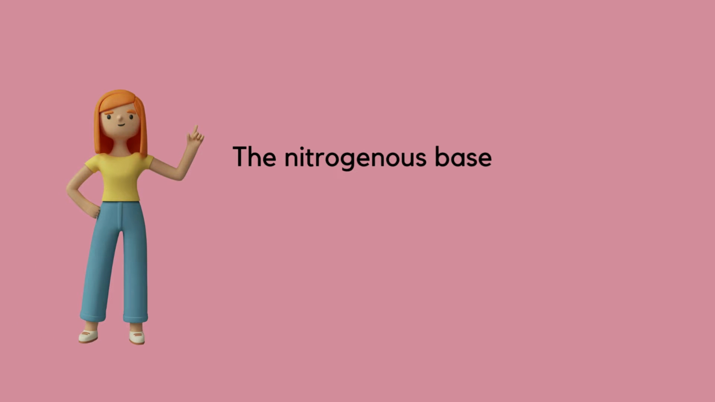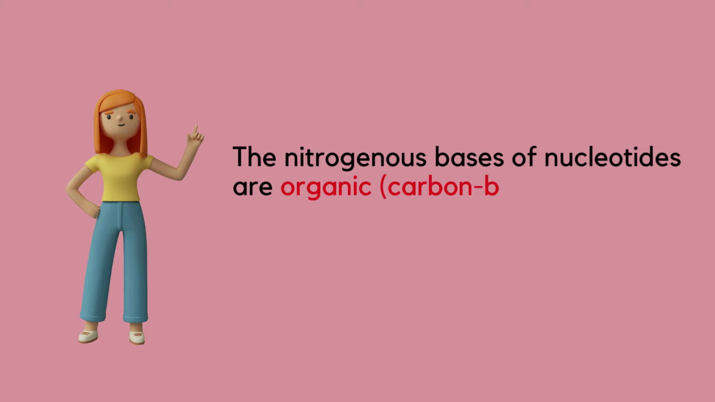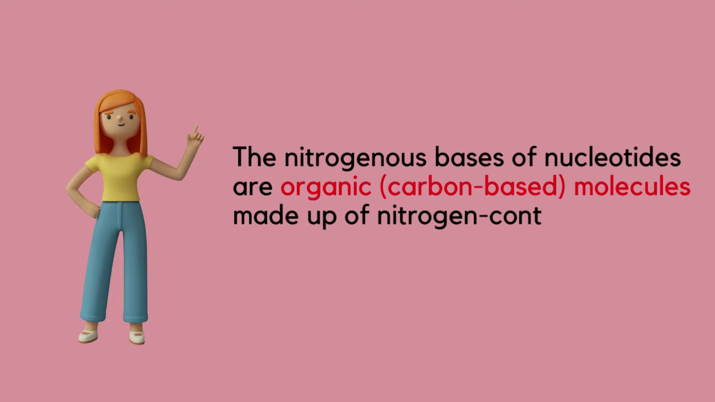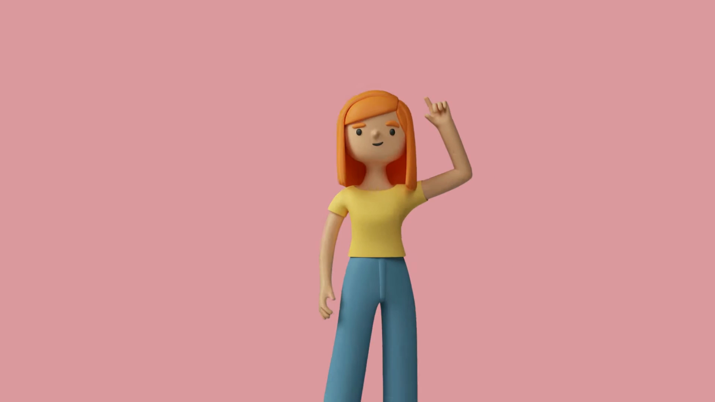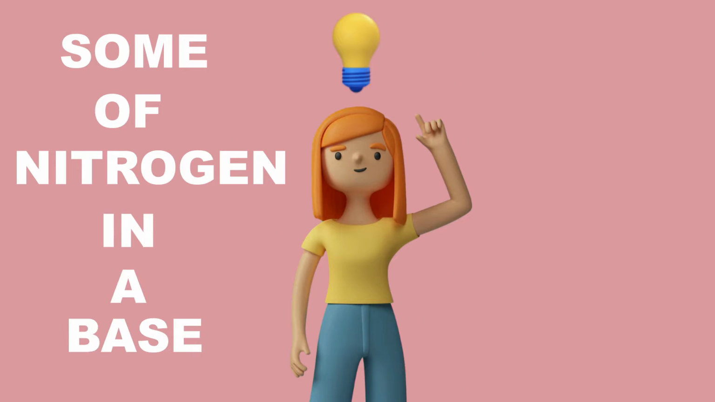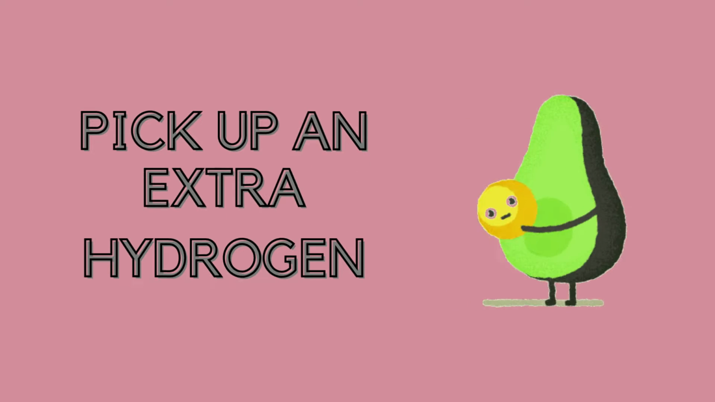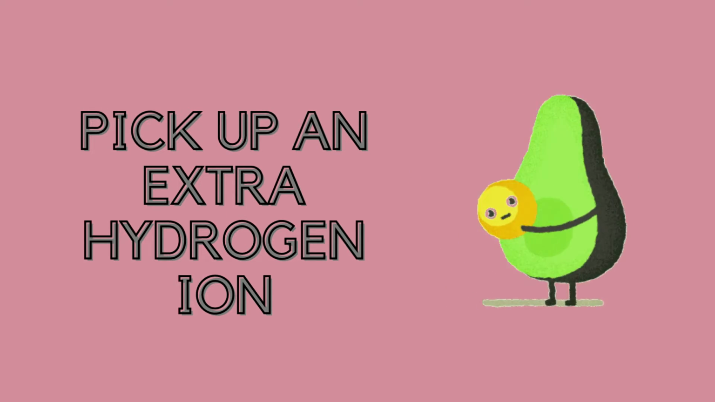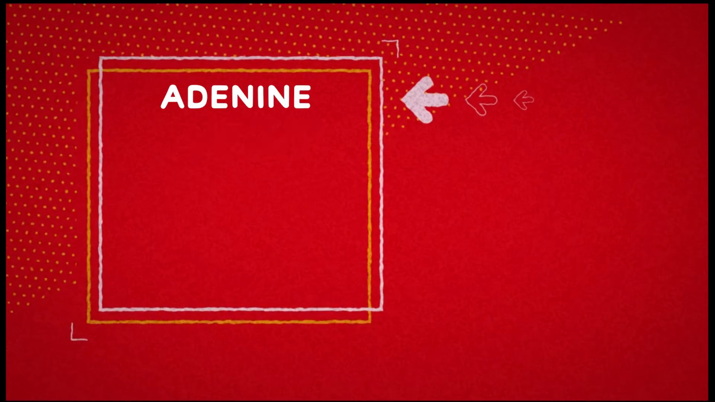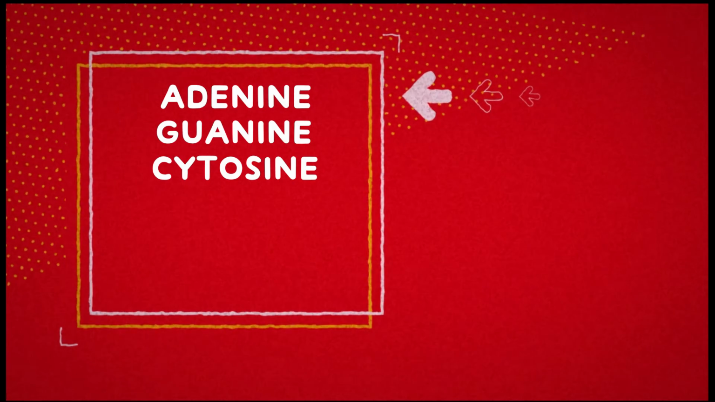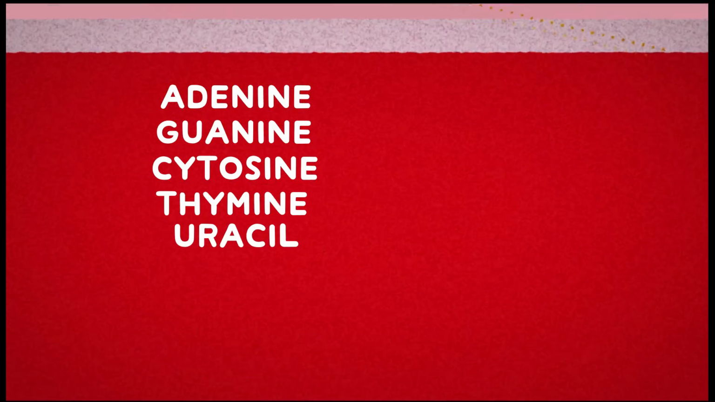The nitrogenous bases of nucleotides are organic, which means carbon-based, molecules made out of a nitrogen-containing ring structure. Why are they called bases? Because some of the nitrogens in a base can be protonated, which means picking up an extra H+ ion. Nitrogenous bases decrease the hydrogen ion concentration in a solution and act as bases in the acid-base sense. Types of nitrogenous bases are adenine, guanine, cytosine, thymine, and uracil.